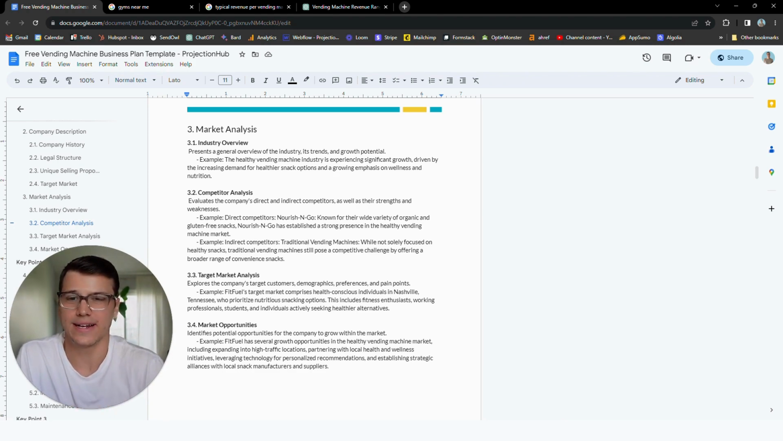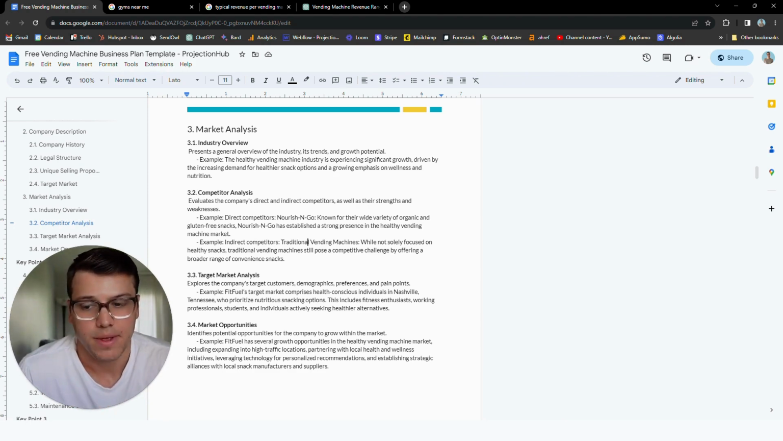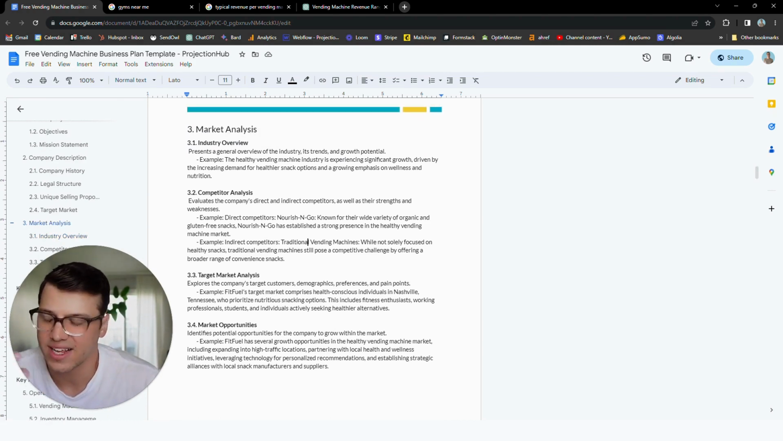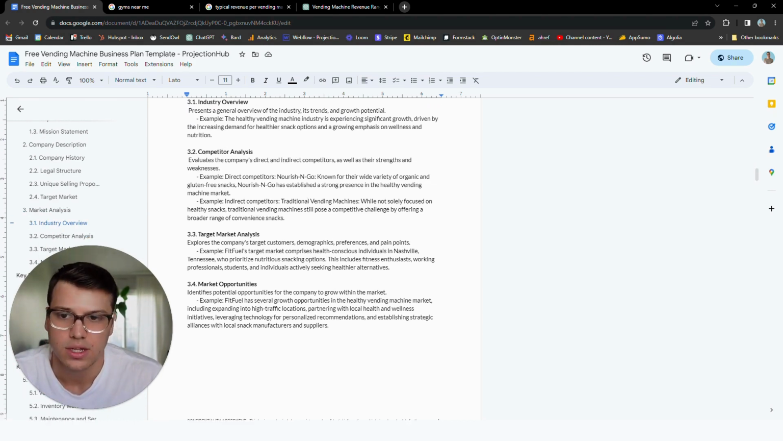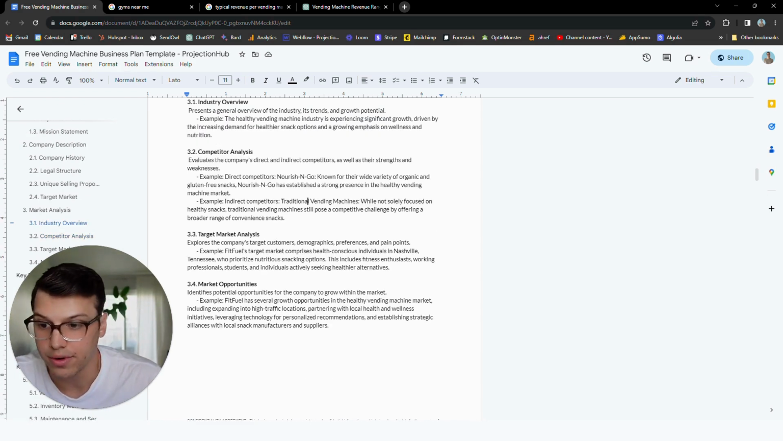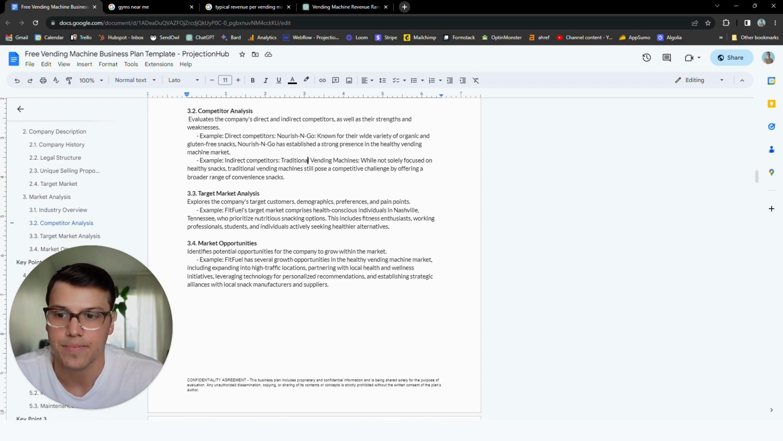So our market analysis is going to be a little tricky, but you can see here the breakdown is an overview of the industry. That's not a national overview, just do a local industry overview. Like you said, fitness is really popular in Nashville. There's a ton of gyms. Okay, that's great. How many gyms in that radius?